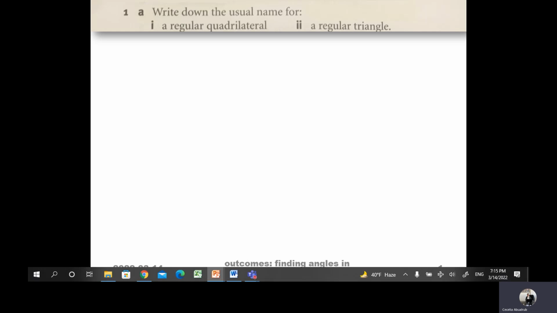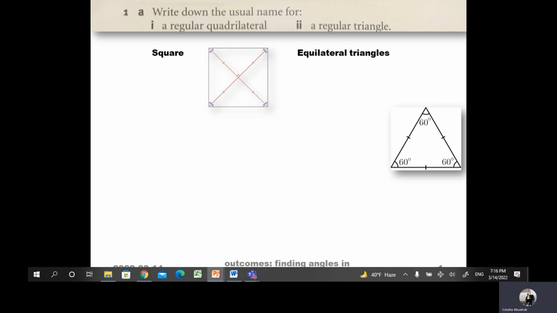Write down the usual name for a regular quadrilateral and a regular triangle. A regular quadrilateral is the square, and the square has 4 equal sides, 4 equal angles, and each angle is equal to 90 degrees. And a regular triangle is the equilateral, where all sides are equal and all angles are equal. Each angle is equal to 60 degrees.